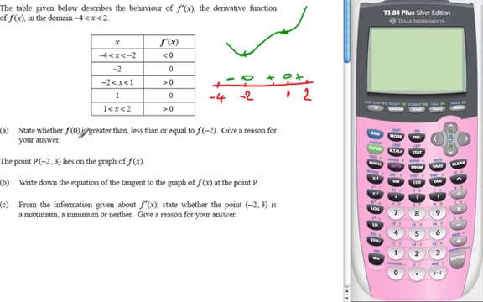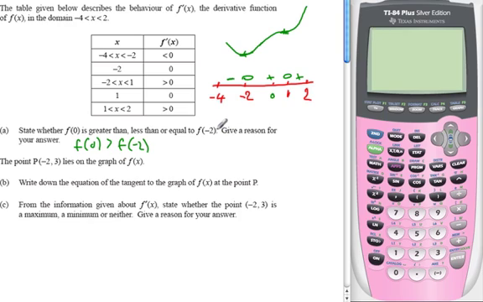Okay, state whether f(0) is greater than, less than, or equal to f(-2). Well, here's f(-2), and we are going to use 0. Here's 0 here. So this one is higher up than this one. So what we can say is f(0) is greater than f(-2).